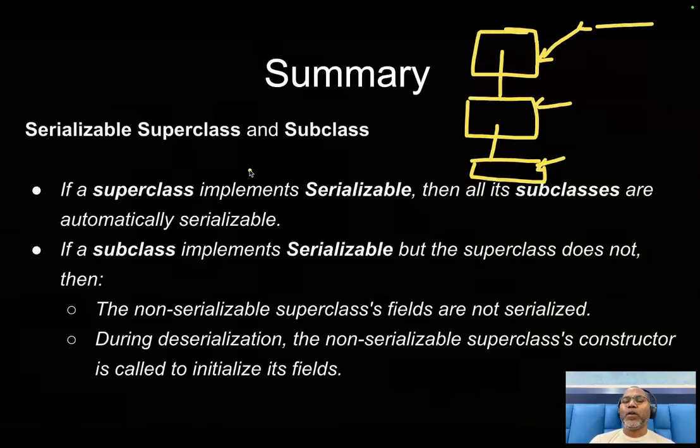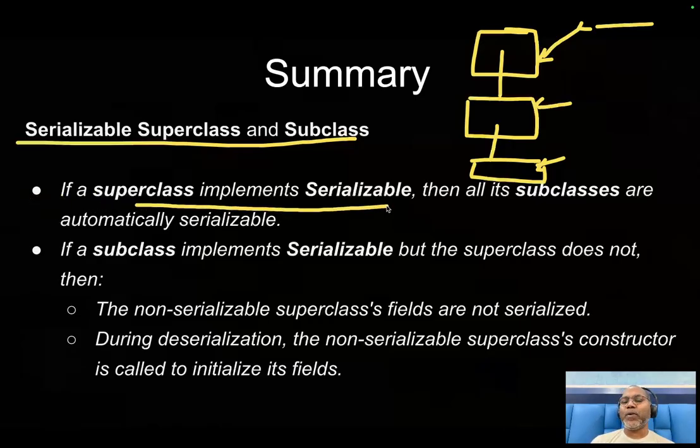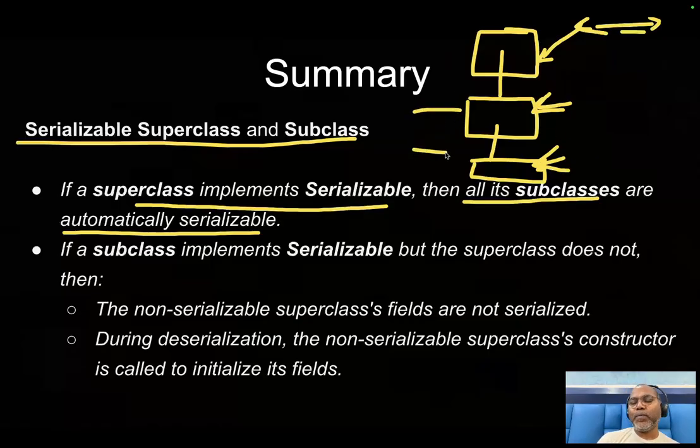Then what happened? In that scenario, as a thumb rule, if your superclass implements the Serializable interface, then all its subclasses are automatically serialized. That means if your top level class implements Serializable, it is automatically part of serialization. Every class in the hierarchy automatically becomes a serializable object. But this is not always the case.